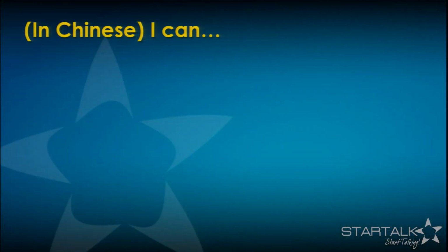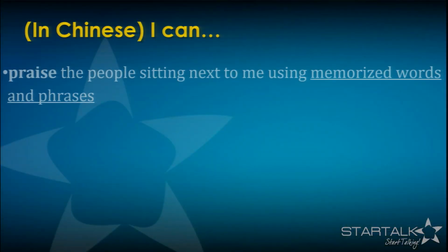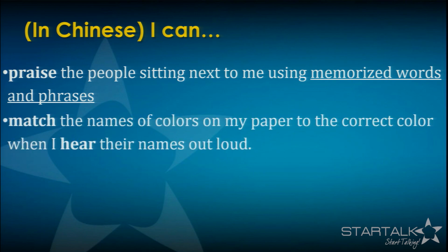So what our I can statements are for our demo lesson are the following. Number 1, I can praise the people sitting next to me using memorized words and phrases. What proficiency level does that sound like we're going to be working at today? Novice, very low. And if you're a Chinese teacher, you can help me with the novice very lows around you, right? That's why I said don't sit with your Chinese teaching friends. Number 2, we are going to match the names of colors on my paper to the correct color when I hear the name out loud.